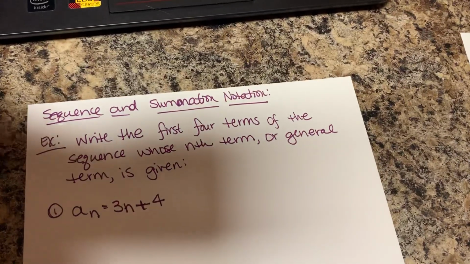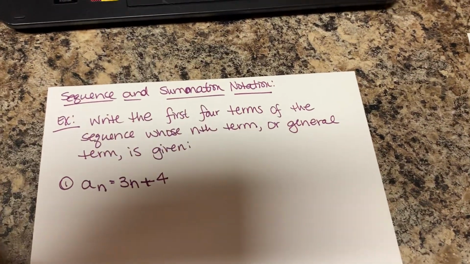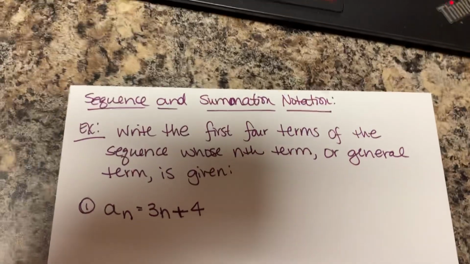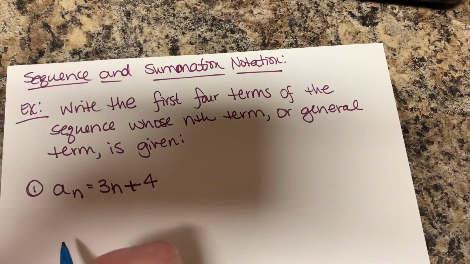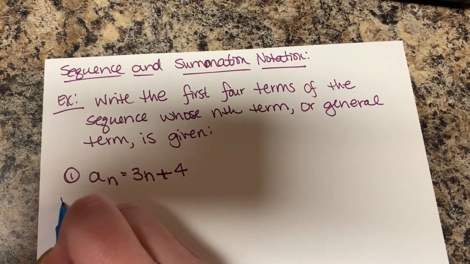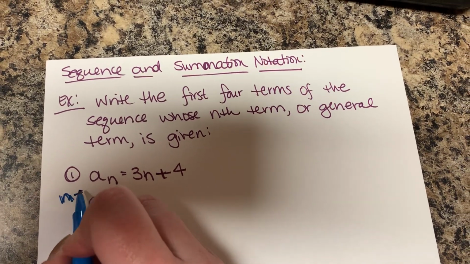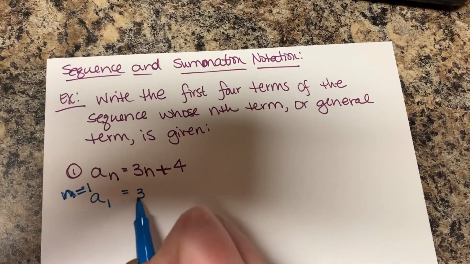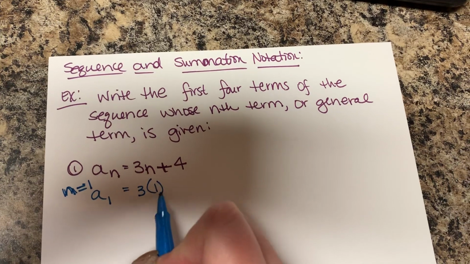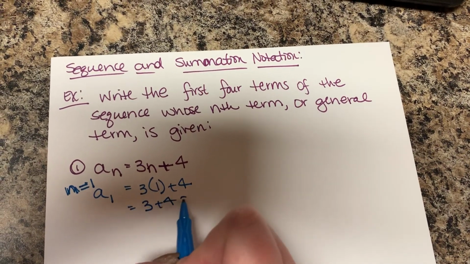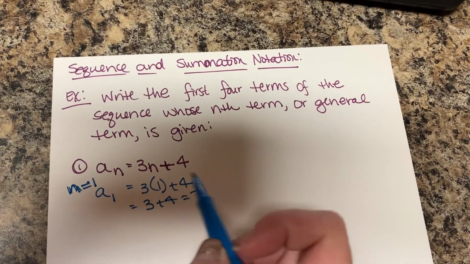So example 1 is A sub n equals 3n plus 4. We want to find the first term, so that's going to be A sub 1. We're just going to plug in 1 for n. So it's 3 times 1 plus 4. 3 times 1 is 3, plus 4 is 7. So that's the first term of the sequence.